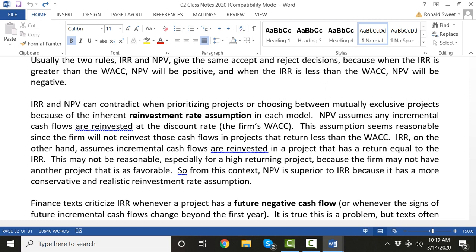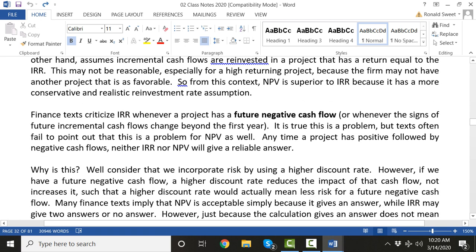The NPV rule assumes any cash flows are reinvested at the firm's cost of capital, whereas the internal rate of return rule assumes any cash you received, any benefits received, are reinvested at the internal rate of return, which for a project we were looking at with a 24% internal rate of return, assuming you reinvest at 24% is probably not a good assumption.